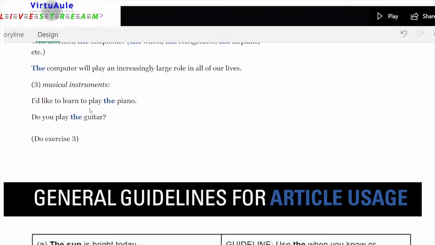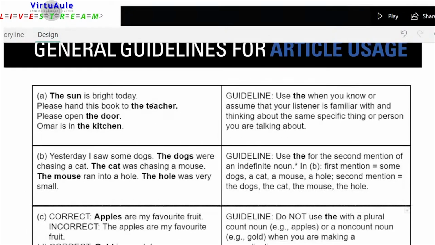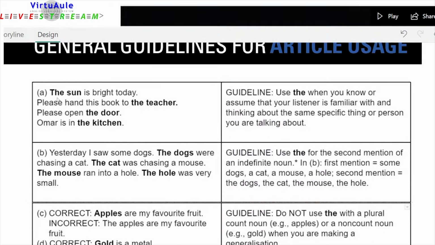"I'd like to learn to play the piano" is a little bit strange because, of course, piano is generic and specific and countable, but we use "the" in the case of a musical instrument. Okay, generic guidelines for article uses. Let's look a little bit closer.